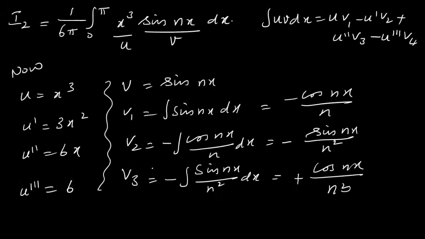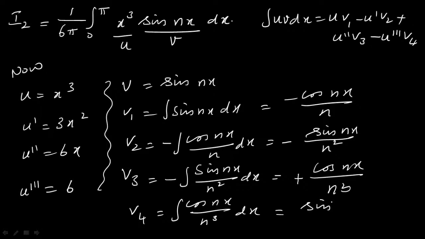So here we calculate up to v3. So if you need, you calculate v4. Okay, so that is your v4, which is cos nx divided by n cube dx. That is nothing but integrating cos nx, you get sin nx divided by n. Already you have n cube in the denominator, so that becomes n power 4.